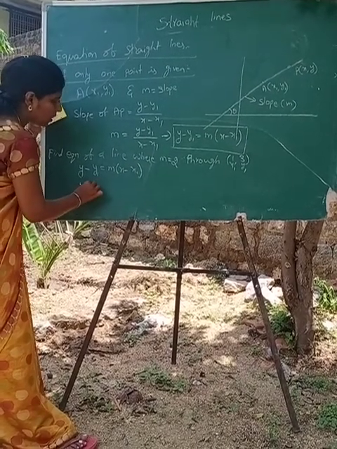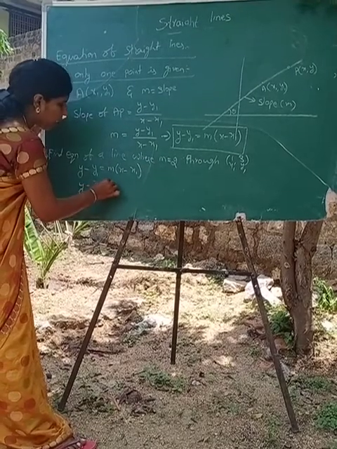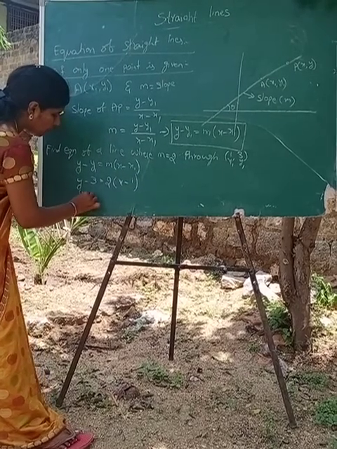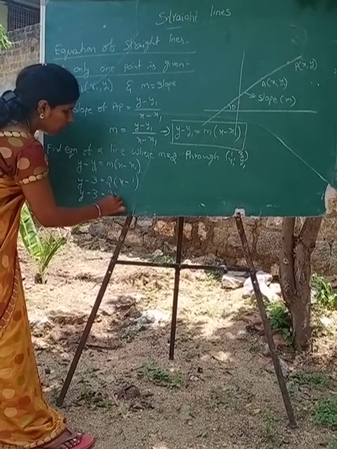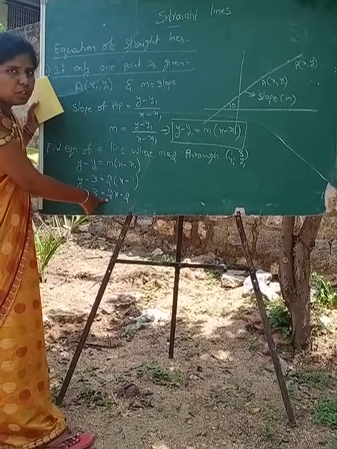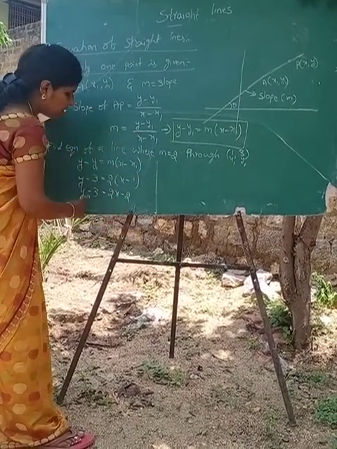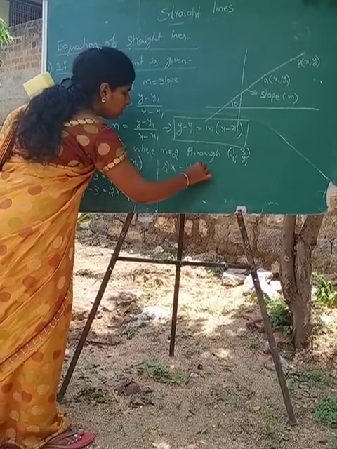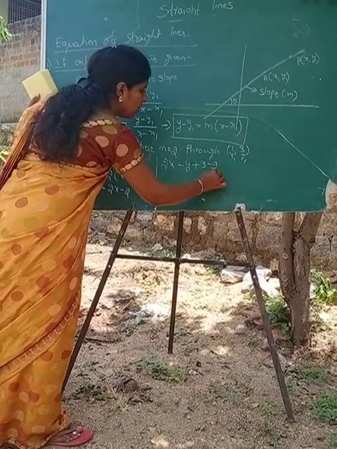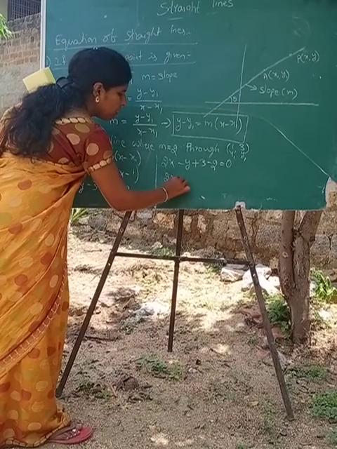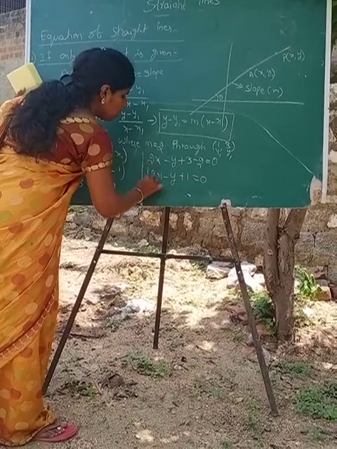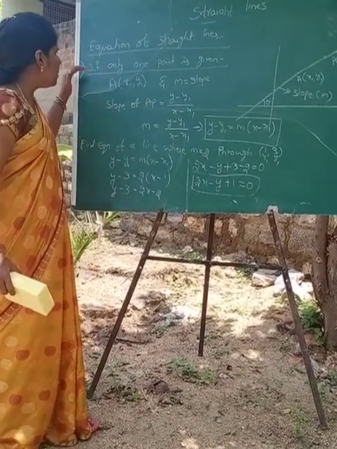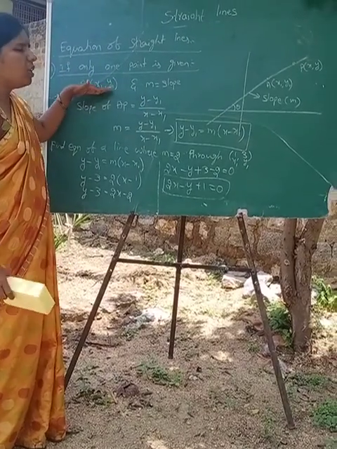So what is y1? We already know that it is given as 3. M is 2 here. X1 is 1. Y minus 3 equals 2 into x minus 1, which is 2x minus 2. Here x is a positive term, so I am taking all the terms to the right side. That is 2x minus y, minus goes to plus 3, and minus 2, equal to 0. It becomes 2x minus y plus 1 equal to 0. This is the equation of a straight line when one point is given with slope m. This is the first formula to find the equation of a straight line when a point and slope are given.